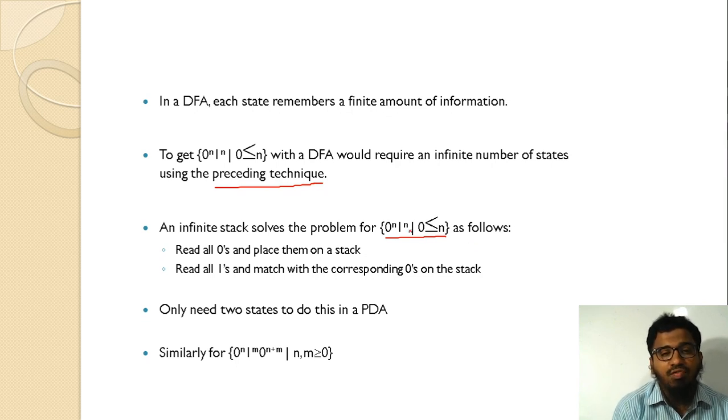So how to solve this with an infinite stack: it says read all zeros and place them on the stack. That means whenever we have a 0, at that time we need to place it in the stack. Read all ones and match with the corresponding 0 on the stack. So whenever we have a 0, we are pushing it onto the stack, and whenever a 1 comes, we are checking the corresponding zeros from the stack. We are popping. Whenever we have 1, we are popping.